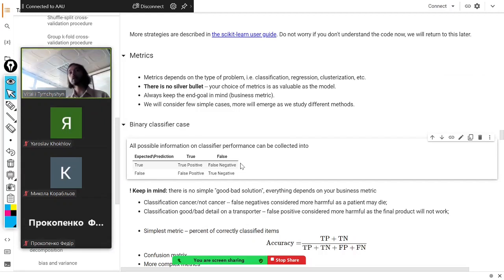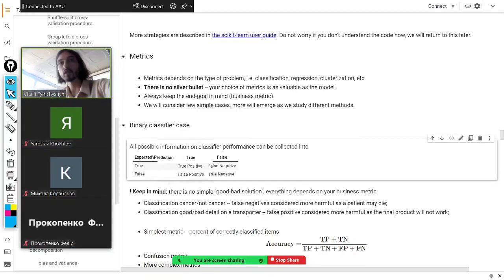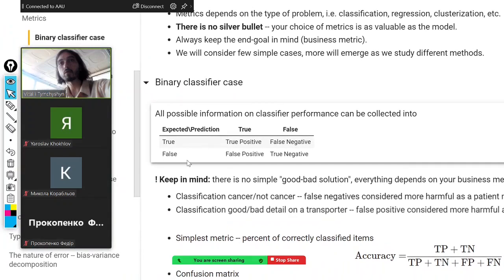Simplest case, binary classifier. We have some model, it takes some input data, whatever it takes, and it produces two possible outputs, like true and false. What do they mean? It depends on the situation. I want you to consider this small table. It contains all possible information you can get about your model when you are putting some inputs into it.